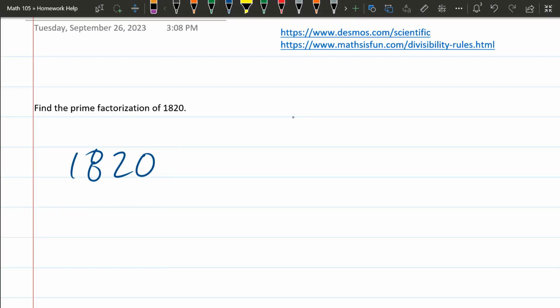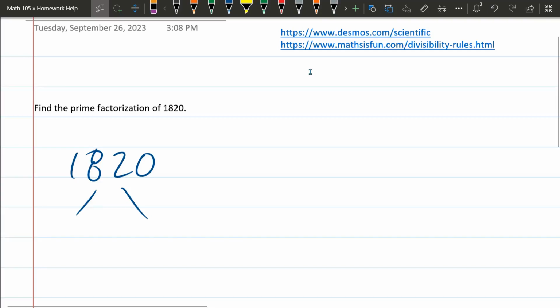You could look up the square root of this number, and you only have to test up to that. But we're going to minimize using a calculator. There are some divisibility rules, and I have links to those in the description. They're mathisfun.com/divisibility rules. And a calculator I use is a Desmos scientific calculator, but feel free to use any 4-function or scientific calculator. All right, we're going to factor this.